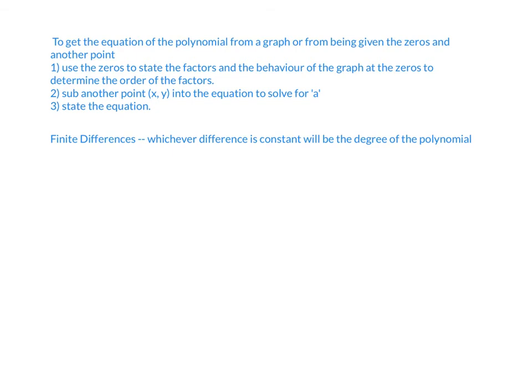Okay, so finite differences just tells you from a table of values, if you take your differences of your y, whichever difference is constant will be the degree of the polynomial. So if you do your differences in the y's and they're all constant, it's a degree 1, it's a linear relationship. If you do the differences of the differences and get a constant, the second differences are constant, it's quadratic. If you have to do the difference 4 times, then it's going to be a degree of 4 or a quartic relationship. So that's what you need to know for that part.